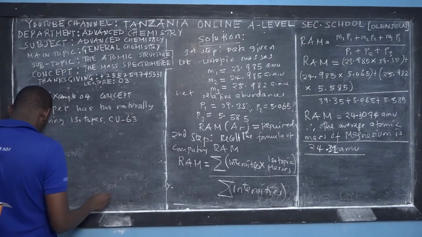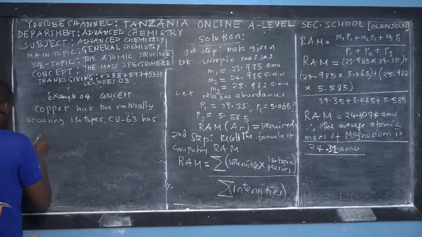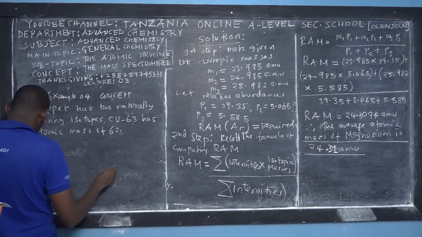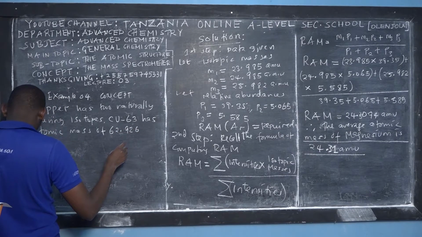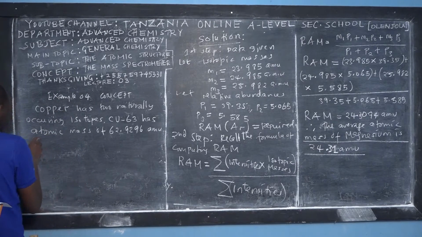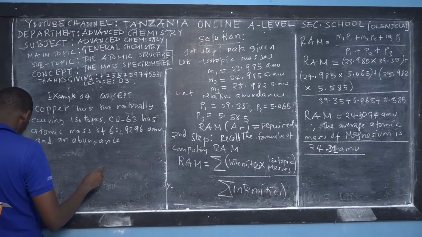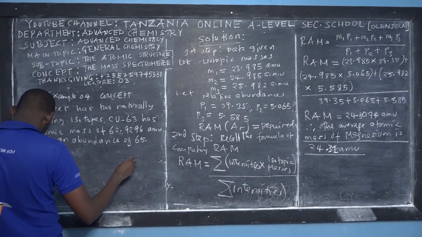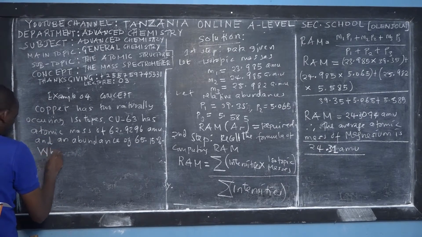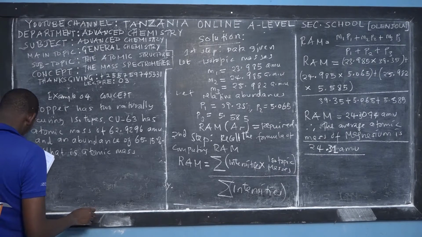Copper 63 has an atomic mass of 62.9296 atomic mass unit, and an abundance of 65.15%. What is the atomic mass of the second isotope?